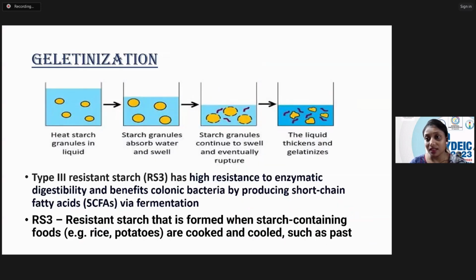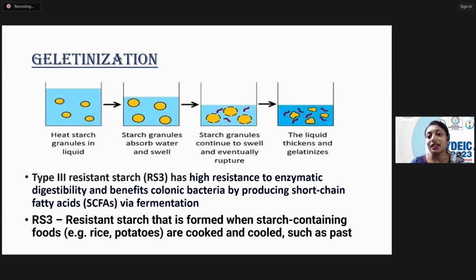There is a common technique while we cook the starch, which is called gelatinization. This is a phenomenon which happens whenever any starch molecule is heated in the presence of water. Whenever the starch absorbs the water, it swells, it ruptures, and it releases tiny amylose molecules, which makes it a gel. This gelatinization makes sure that during digestion, there is a slow release of glucose.